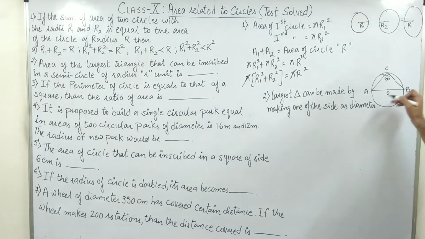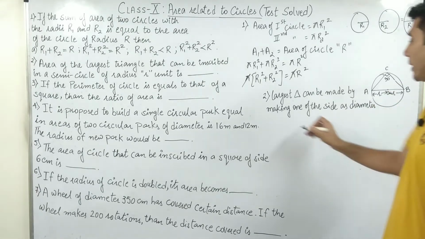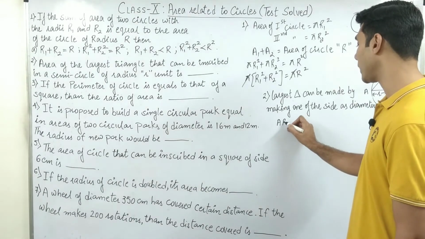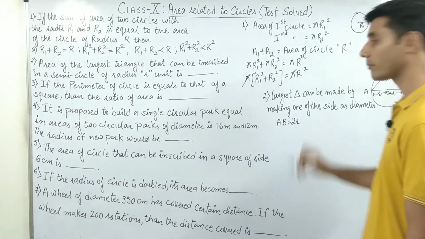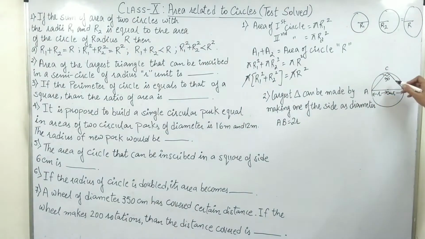So I have made this the diameter. Now they are asking you what should be the area of this particular triangle. Common sense guys, this particular part is R. This particular part is R as well. So that means AB should be equal to what? 2R. Right? Now if this is 2R and if this particular part is 90 degrees, let's make a construction.